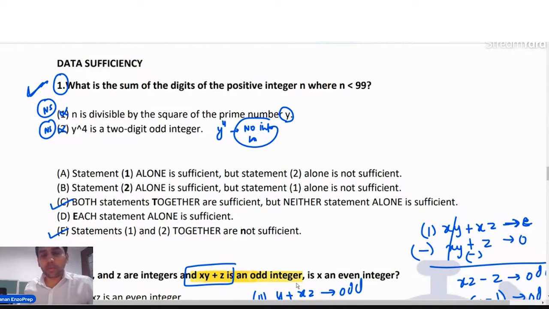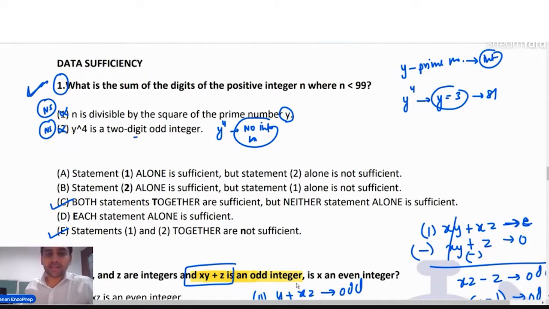Now, y we know is a prime number. So if y is a prime number, then we know it has to be an integer. And if you're given that y to the power 4 is a 2-digit odd integer, then the only integer value that is going to suffice here is 3. Because if you take y equals 3, then y to the power 4 comes out to be 81, which satisfies the second statement. So we're talking about a combination here, right? So both the statements have to be simultaneously satisfied.